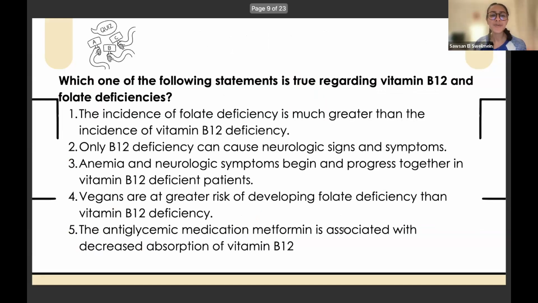Okay, so now I have two questions for you all. The first one is, which one of the following statements is true regarding vitamin B12 and folate deficiencies? Sorry for the choices being too long.